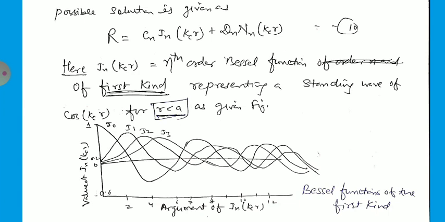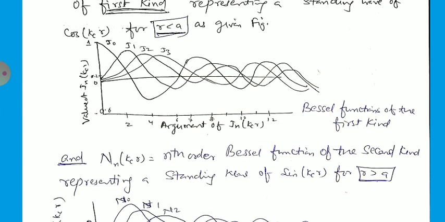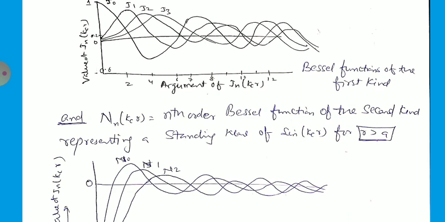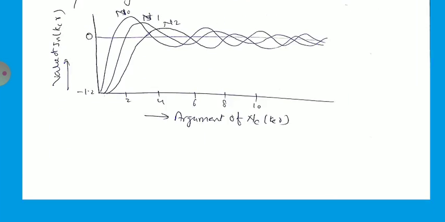For the details you can consult the method physics. And the next term, Nn(kcr), is the nth order Bessel function of the second kind, representing the standing wave of the sin kcr. The upper one, the first kind, was the standing wave of the sin cos kcr, and this is for the sin kcr, and it is used for r greater than a, outside the waveguide.